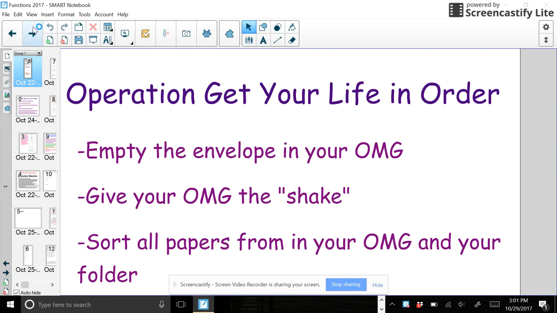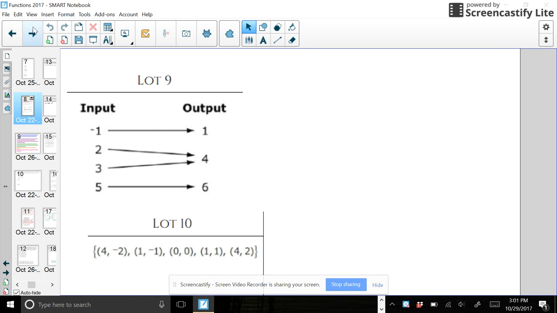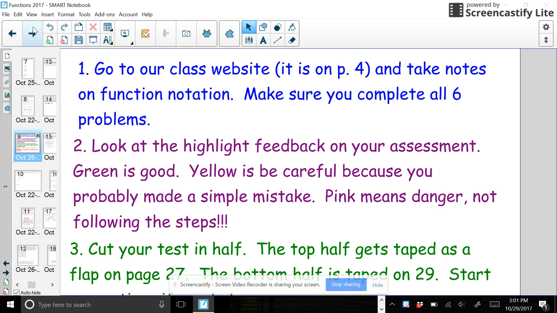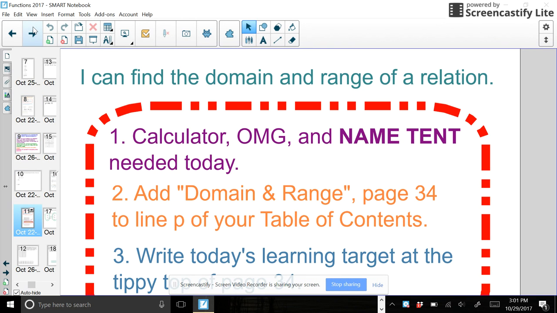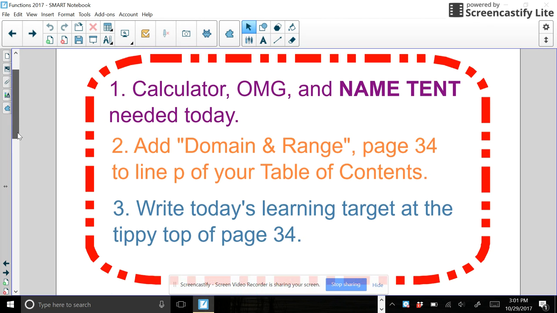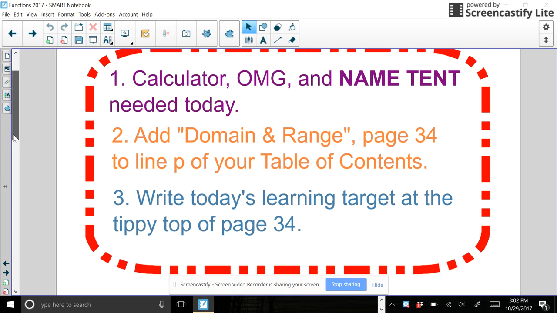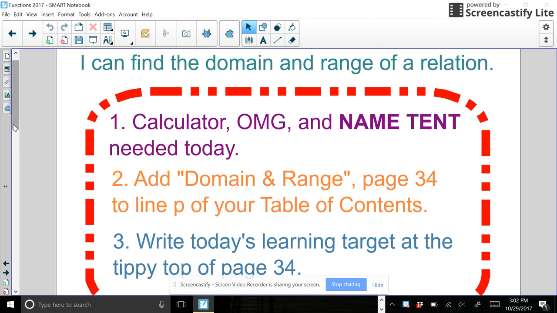Today we're going to find the domain and range of a function. The first thing you should do is add to your table of contents on line P: add domain and range, page 34, to line P. Then write today's learning target at the tippy top of page 34. Today's target is: I can find the domain and range of a function or a relation.